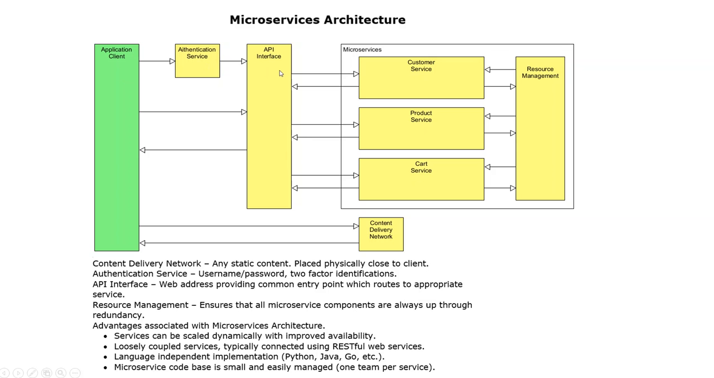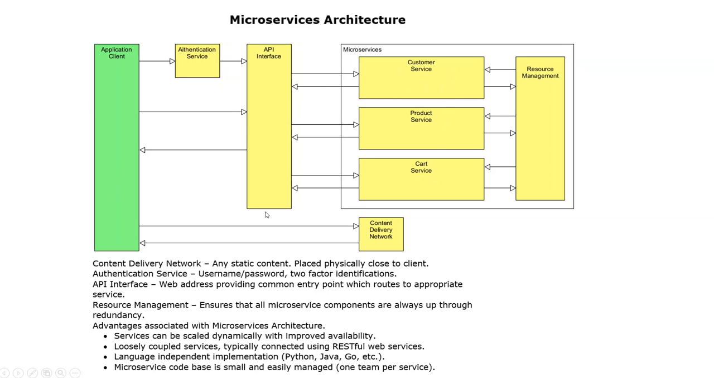You have an API interface that then controls traffic into the individual components. And so then you are into the microservices architecture from the API interface. Over here, we have resource management. And resource management means that the individual components are managed so that if the customer service goes down, then there will be a new one spun up, and you can have duplicates of each of these. So this increases your fault tolerance.